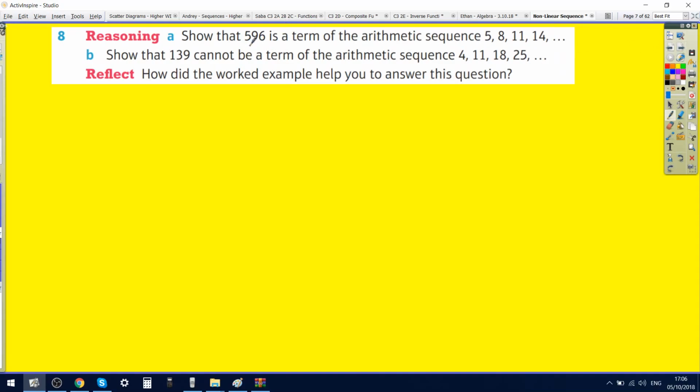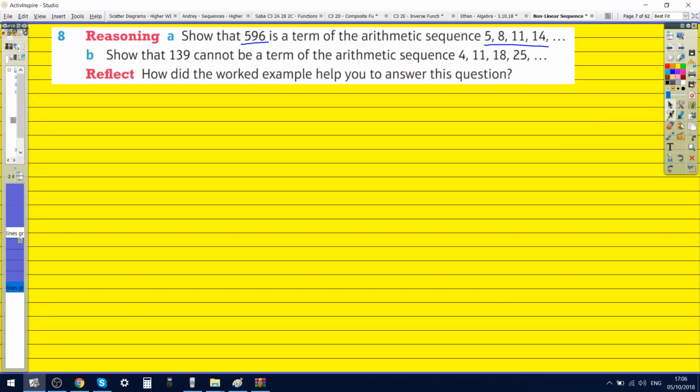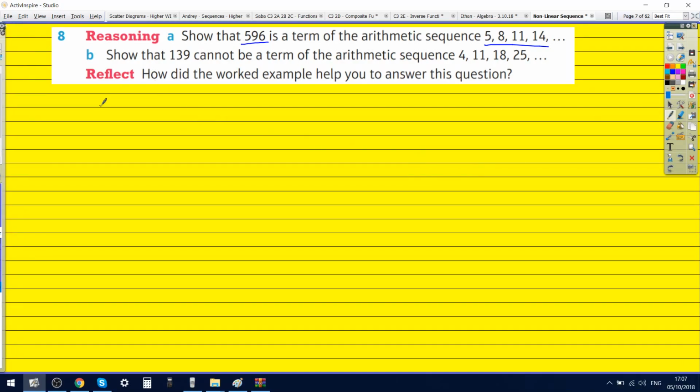How can you show that 596 is a term in this sequence? You add 3 every time. So that would take forever. Is it just because that's a multiple of 3? Okay, so what would be the nth term for this sequence? 5n plus 3. Sorry, 3n minus 2. So the first term would need to be 5. Oh, plus 2. Yeah.